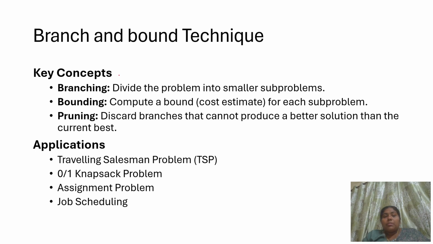Next, what does pruning mean? We discard the branches that cannot produce a better solution. One simple example: I have 4 subproblems with cost estimates. We select the subproblem which has the least cost estimate, and the other branches are discarded. So whichever branch produces a better solution according to the cost function, we travel with that one. We explore that one.